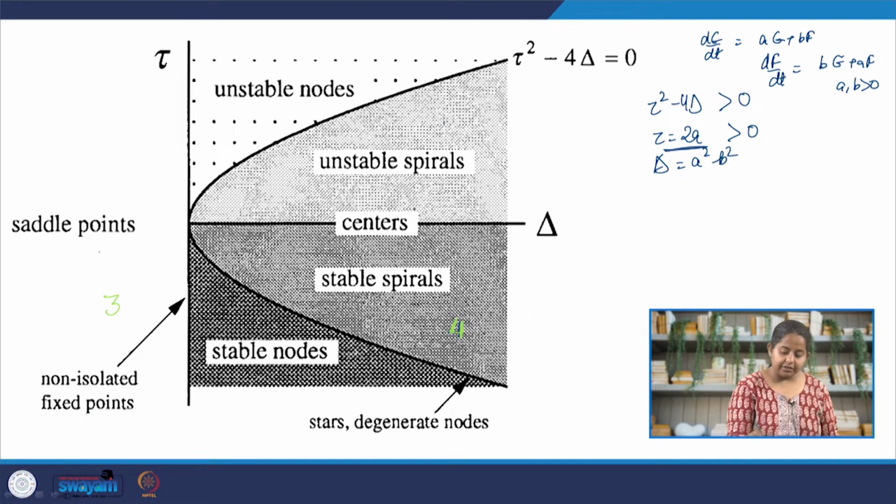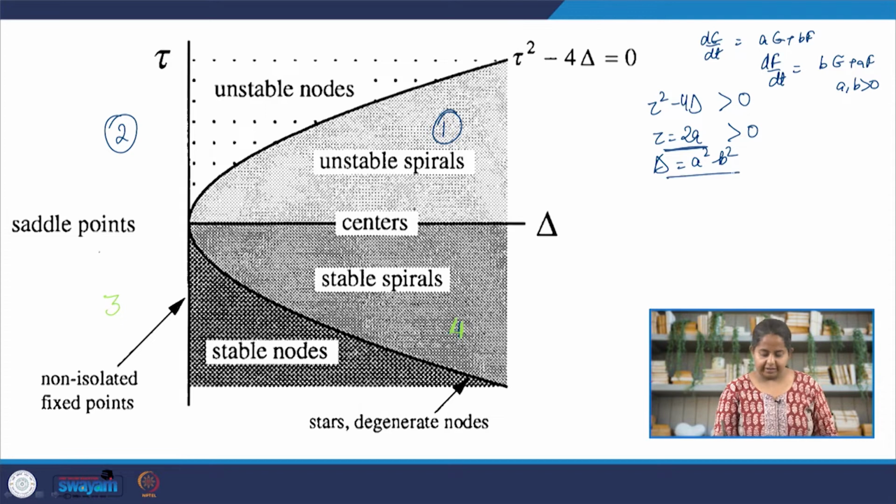We are dealing with either the first or the second quadrant. Alrighty, so tau is greater than 0. Now let's look at delta. Is delta positive or negative? So let's say a square minus b square is positive. We are saying delta is positive.